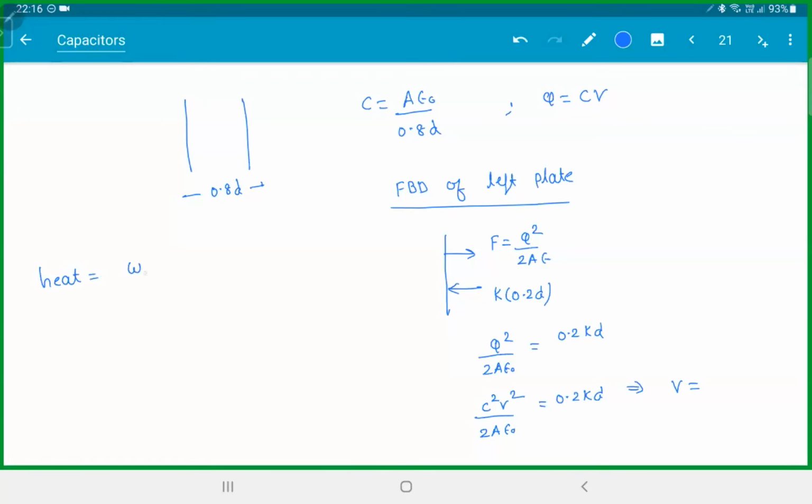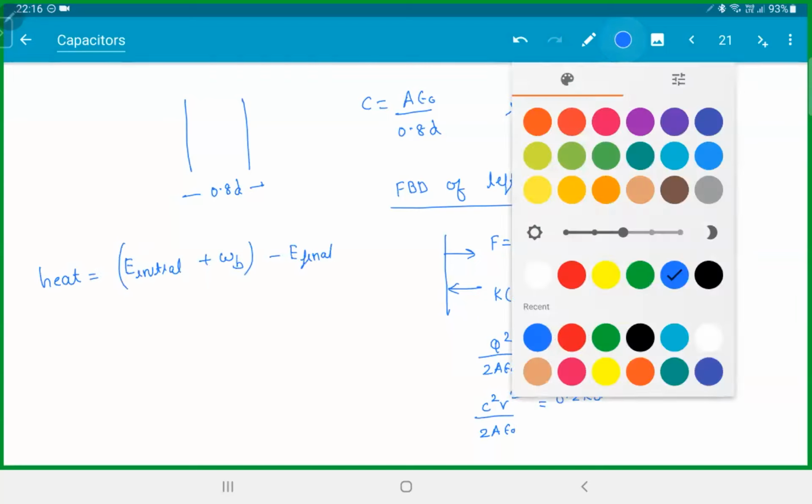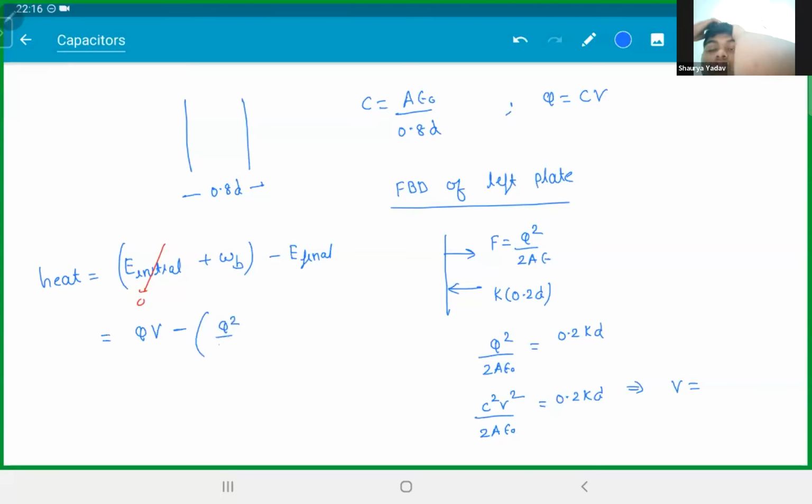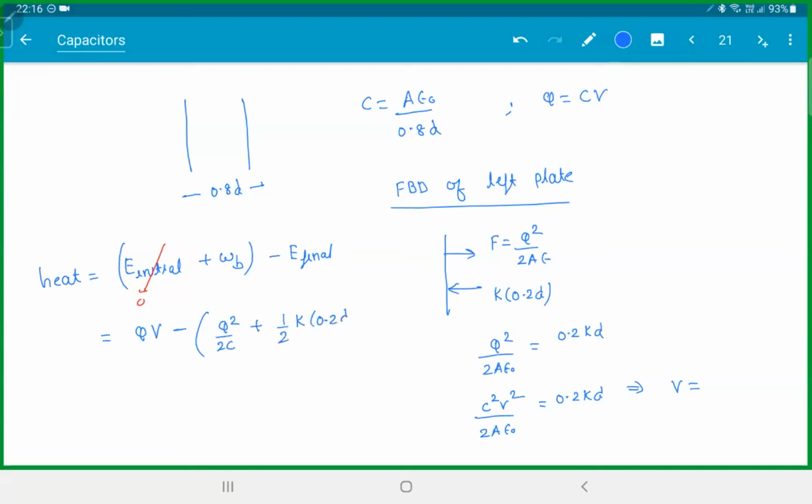What about the heat produced? Heat produced will be initial energy plus work done by battery minus final energy. In this case, initially the energy is 0. Work done by battery is the charge into voltage. What about the final energy stored? Q square by 2C plus the spring energy will also come, half k into (0.2 d) whole square. This is the energy in the capacitor.